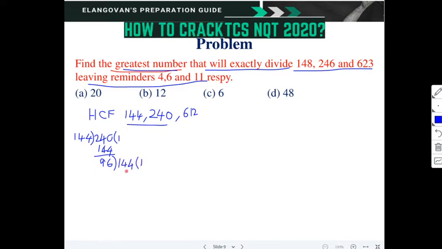So 1 times 96 is 96, and the remaining is 48. Taking this 96 here, 2 48s are 96. Now it is 0. Now this 48 is going to be the HCF for 144 and 240, but we need to know the HCF of this also.